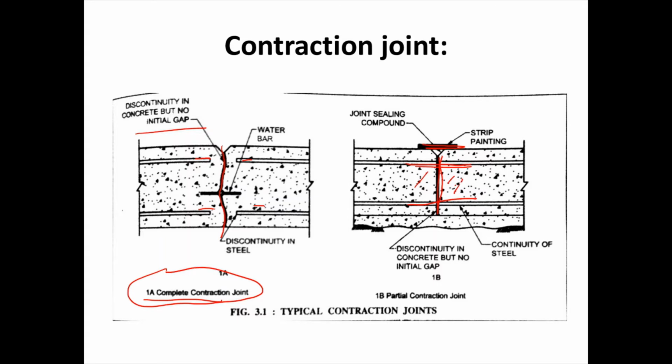Only concrete is discontinued, but the reinforcement is continuous. So this type is called a partial contraction joint. In the complete contraction joint, both concrete and steel are discontinued. But in the partial contraction joint, only the concrete is discontinued, but the reinforcement is still connected, continuing.